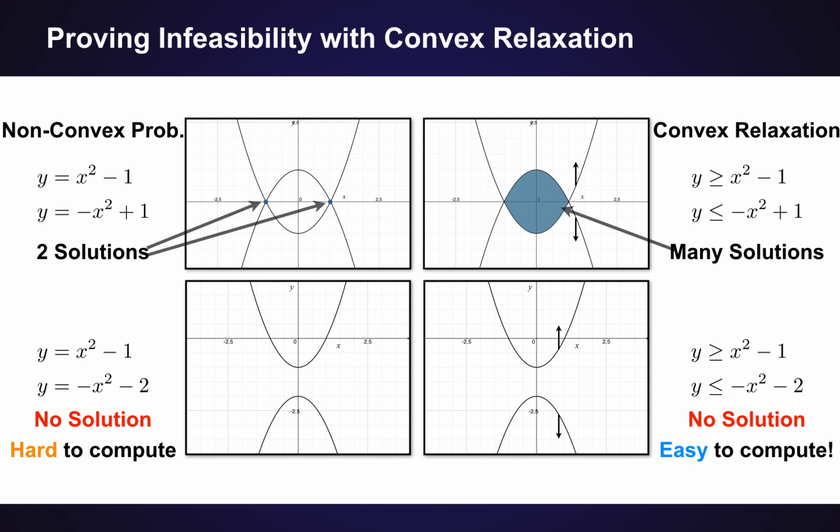So the general argument goes: I have my non-convex equations in the bottom left. I relax them to an increased set of all possible feasible solutions, which is in the lower right. And then I use my fast algorithm to prove that that simpler problem actually has no solution. Therefore, the original, more restricted problem also has no solution.